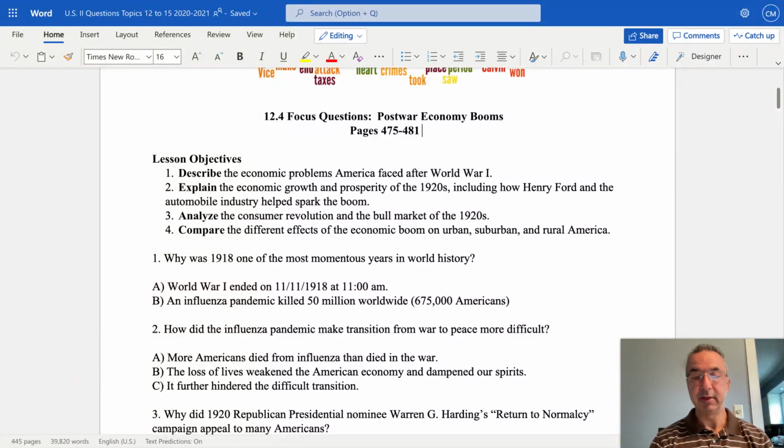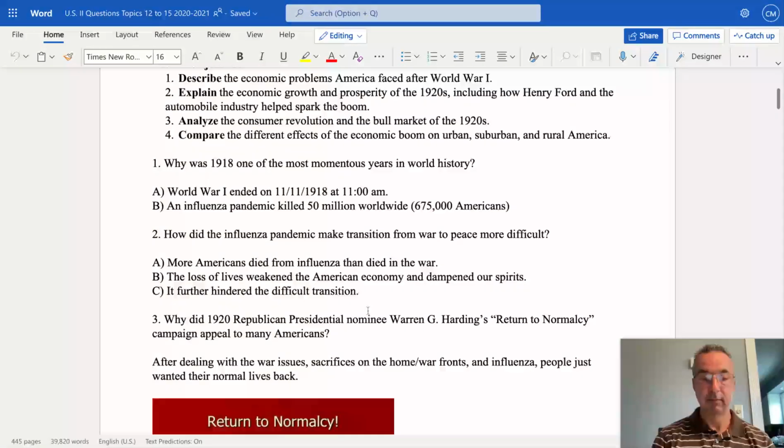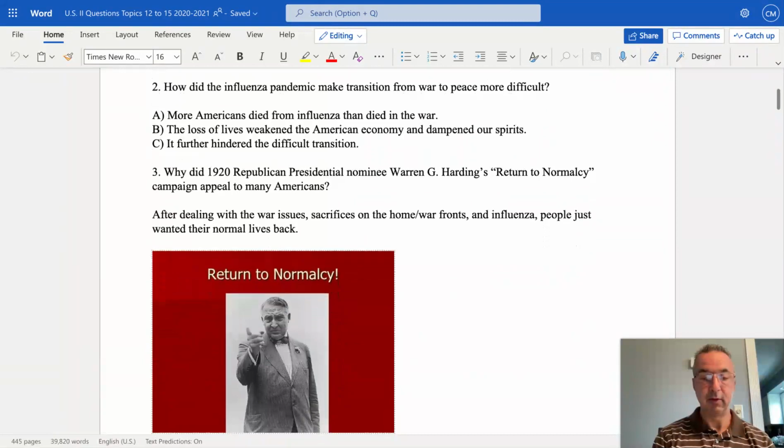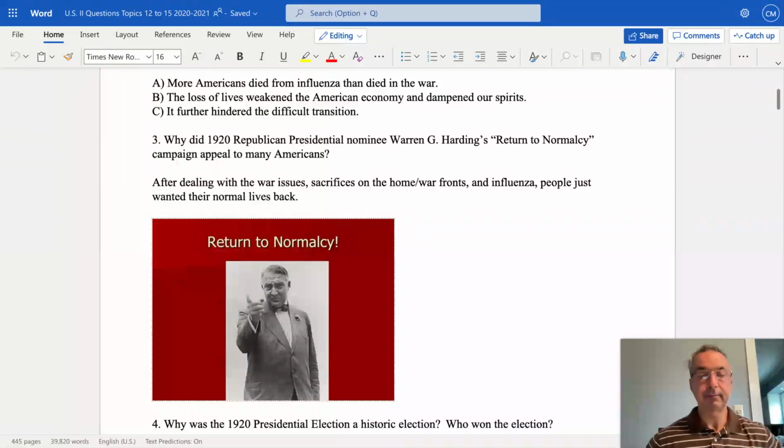The first election that took place after the end of World War I was the 1920 presidential election. The Republican nominee, Warren G. Harding, he had a very famous slogan that was pretty appropriate for this period of time in history. And his slogan was a return to normalcy. So when you think about how this might appeal to many Americans, and there's Harding pictured there with his slogan.